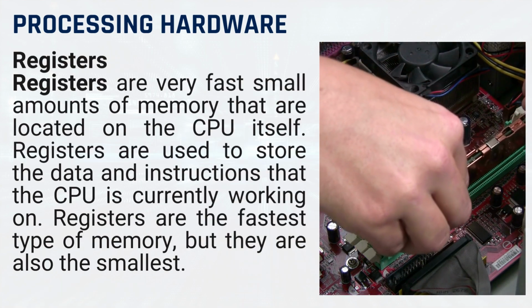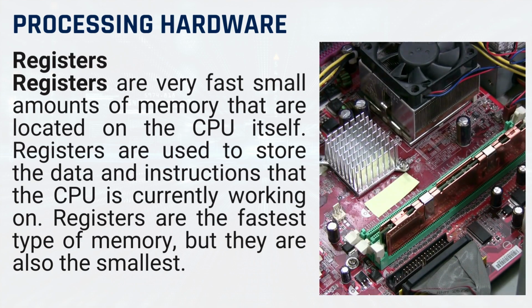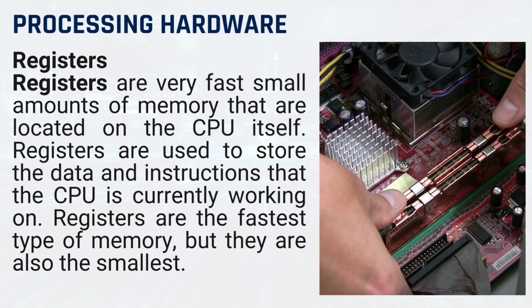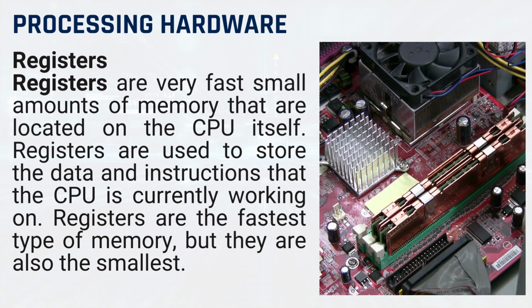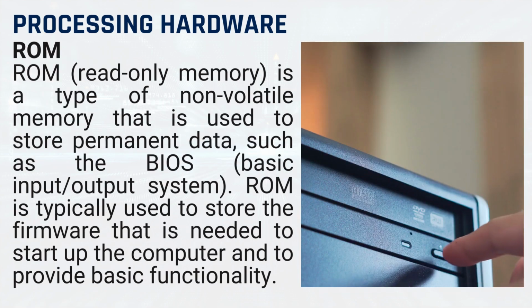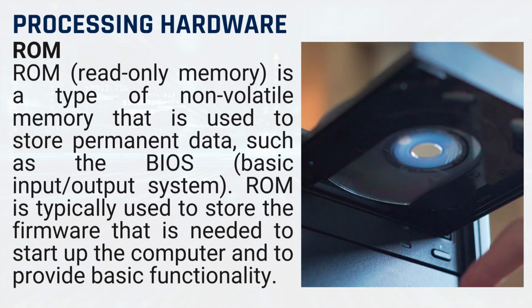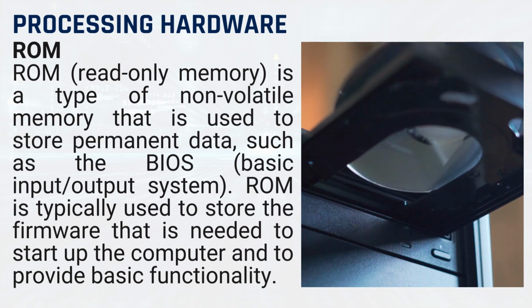Registers. Registers are very fast small amounts of memory that are located on the CPU itself. Registers are used to store the data and instructions that the CPU is currently working on. Registers are the fastest type of memory, but they are also the smallest. ROM. ROM, read-only memory, is a type of non-volatile memory that is used to store permanent data, such as the BIOS, Basic Input-Output System. ROM is typically used to store the firmware that is needed to start up the computer and to provide basic functionality.